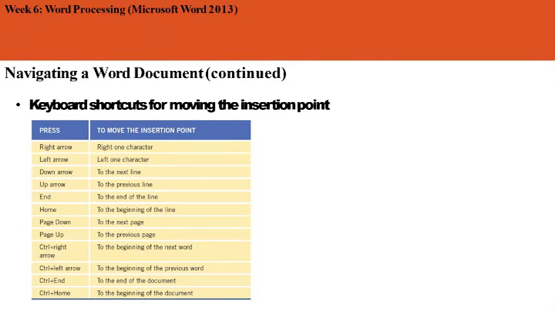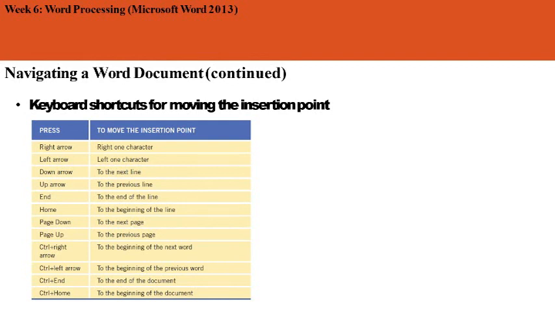And then pwede rin naman na Control Right, Control Left. So pag Control Right Arrow, that is to the beginning of the next word. Pag Control Left Arrow naman, to the beginning of the previous word. So word naman pag Control plus Right Arrow. Pag Right Arrow lang, character lang yung pagmumuban niya.